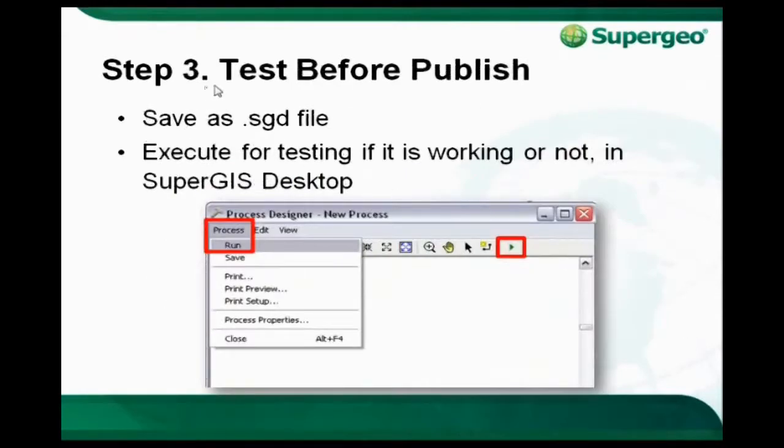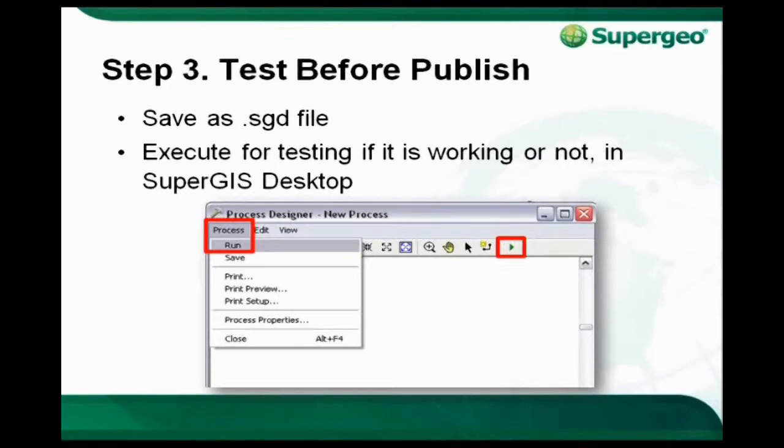For the third step, test before publishing. After finishing designing the workflow, you need to save it as a project file, SGD. Then the newly created toolkit will exist in the SGD file. Next we are going to test whether the workflow works or not. You can click the Run icon in the Process Designer window, or you can click it in the drop-down menu from Process, just like the two red rectangles in the slide.